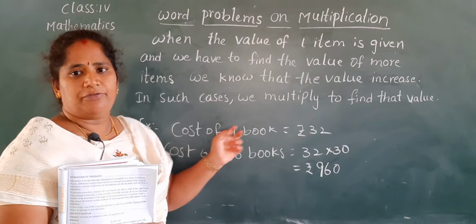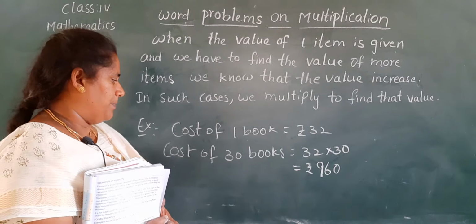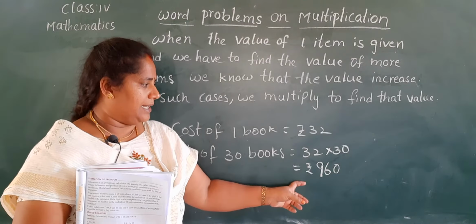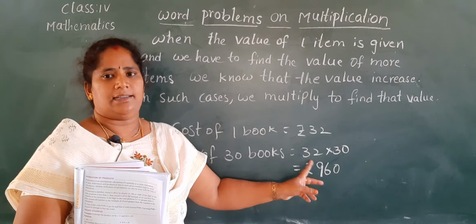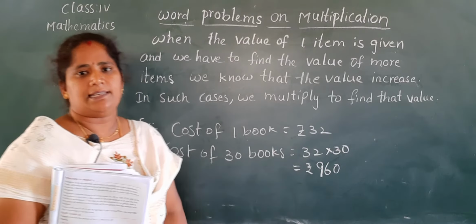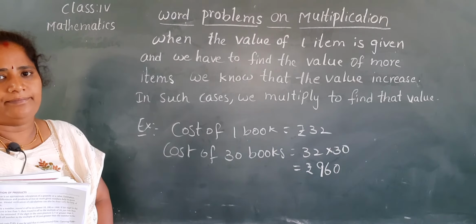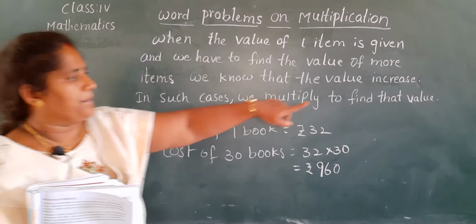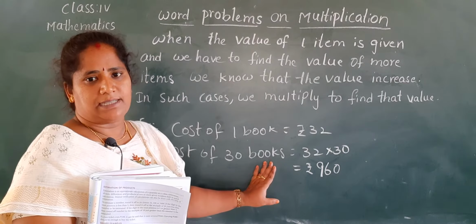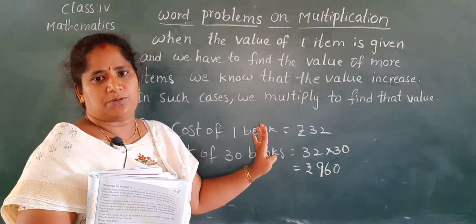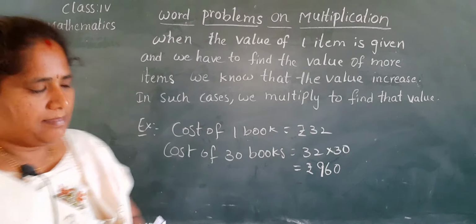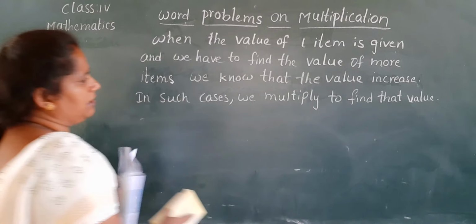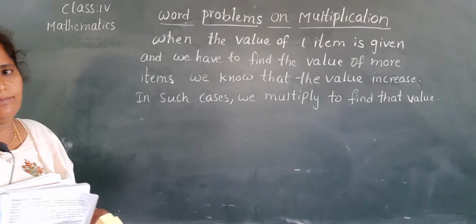So cost of one book equals 32 rupees. Cost of 30 books equals 32 into 30. So 3 twos are 6, 3 threes are 9, 960. Okay. Note down in your classwork up to here, and this is an example sum. It's already given in your textbook. So note down up to here in your classwork.